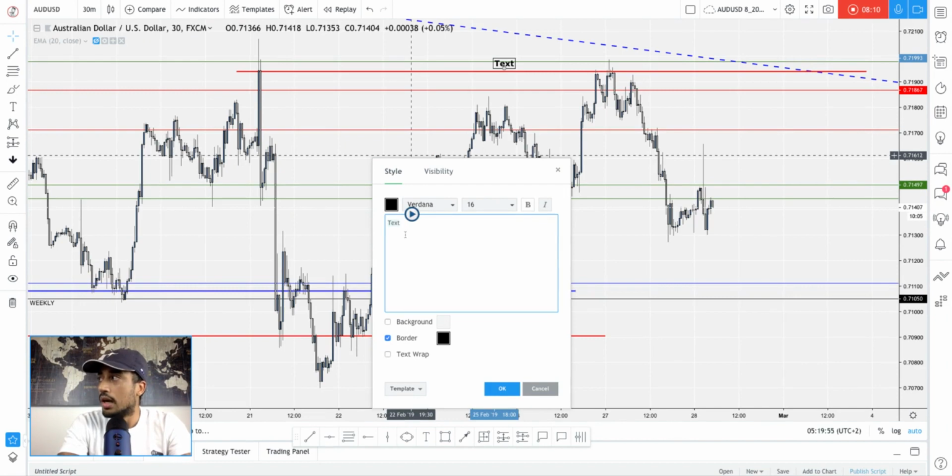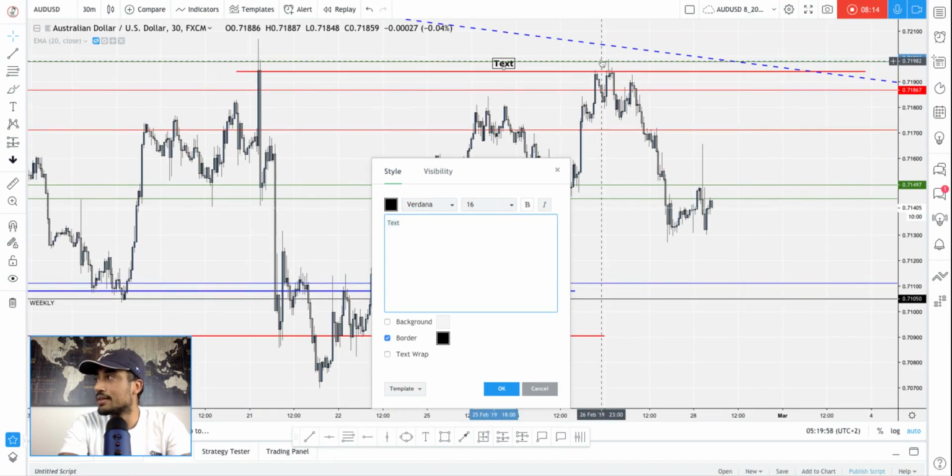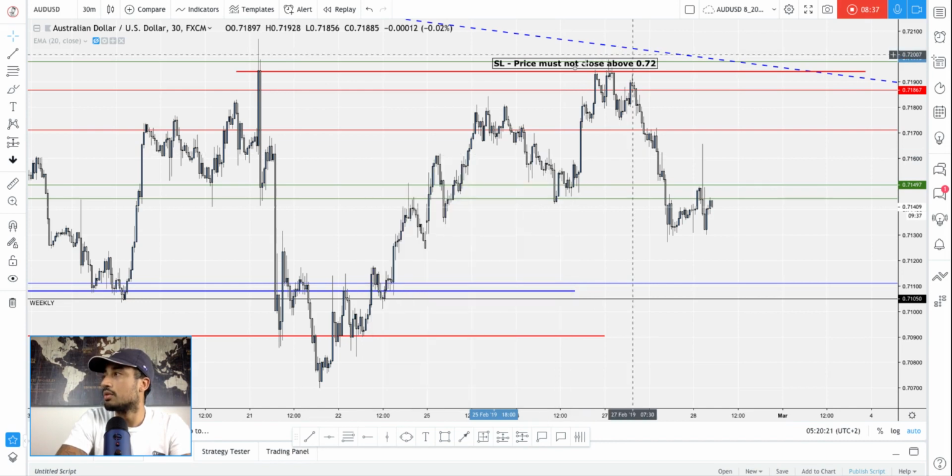So I need to make sure price does not pass, let's just say 0.72. Price, we'll call it stop loss, I guess. Price must not close above 0.72. Okay.